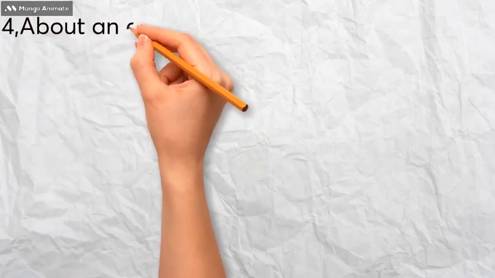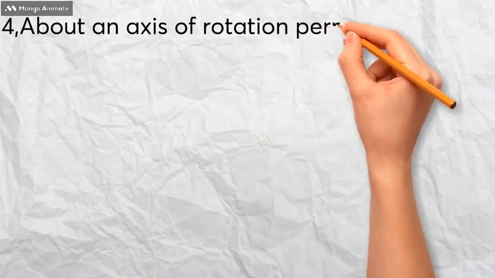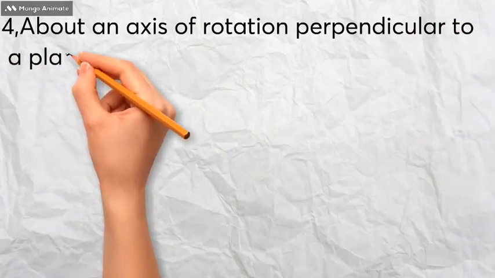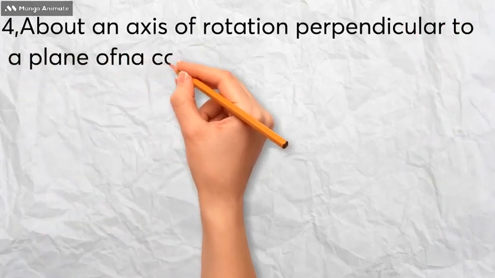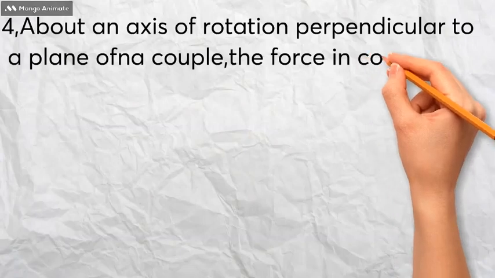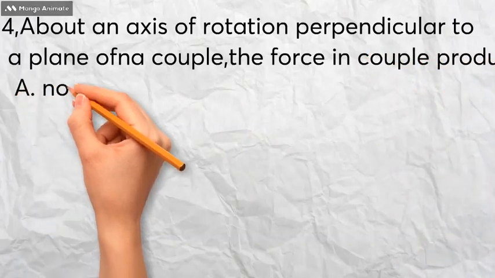Question number 4. About an axis of rotation perpendicular to a plane of a couple, the forces in the couple produce A, no torque. B, non-zero resultant force. C, torques in opposite direction. D, torques in the same direction. The correct answer is C, torques in opposite direction.